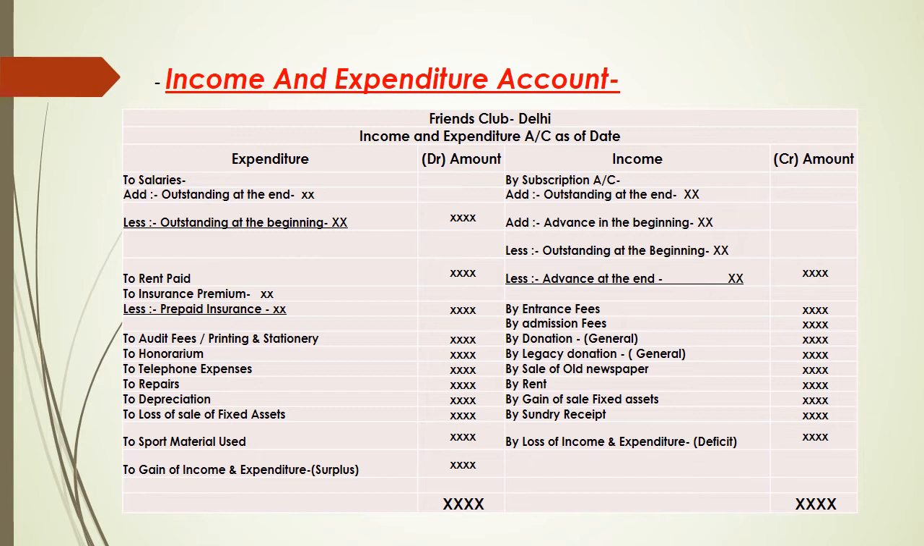Correct, students? Now moving to the next point, that is entrance fees. It is a recurring nature of income, so that should be included on this income side. Then admission fees, that is also of recurring nature. You already know that parents pay every month 5,000 or 2,000 per child, so that is admission fees. Okay.